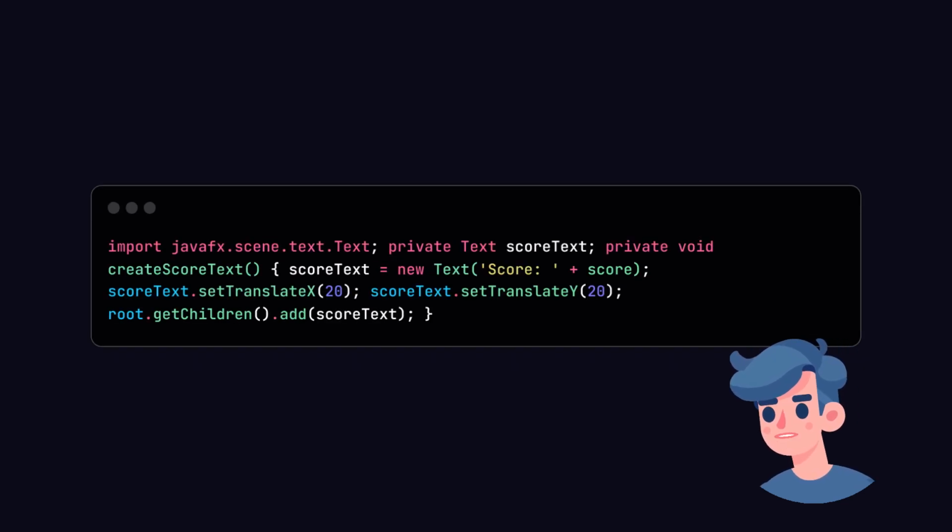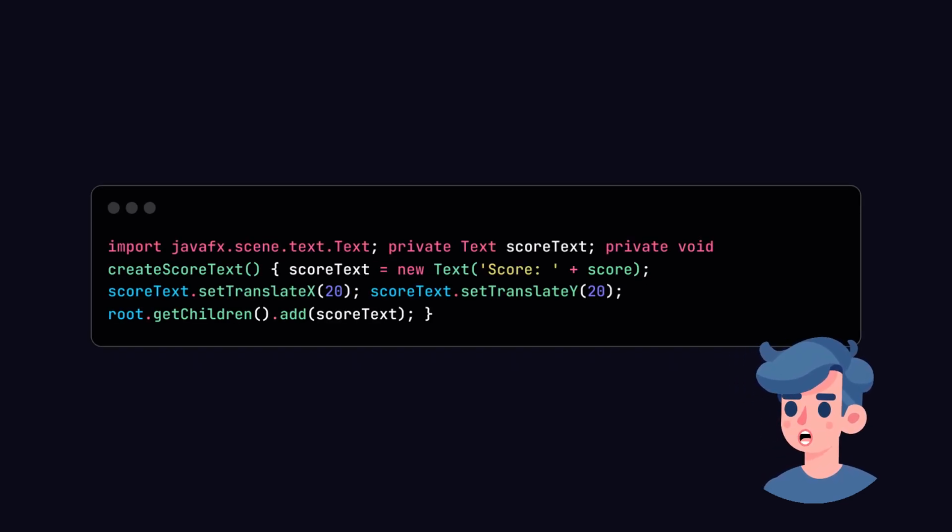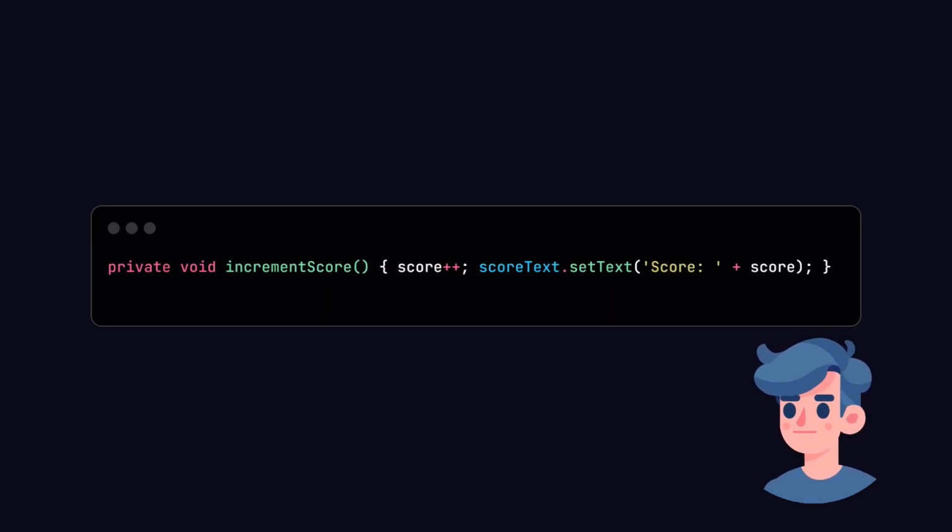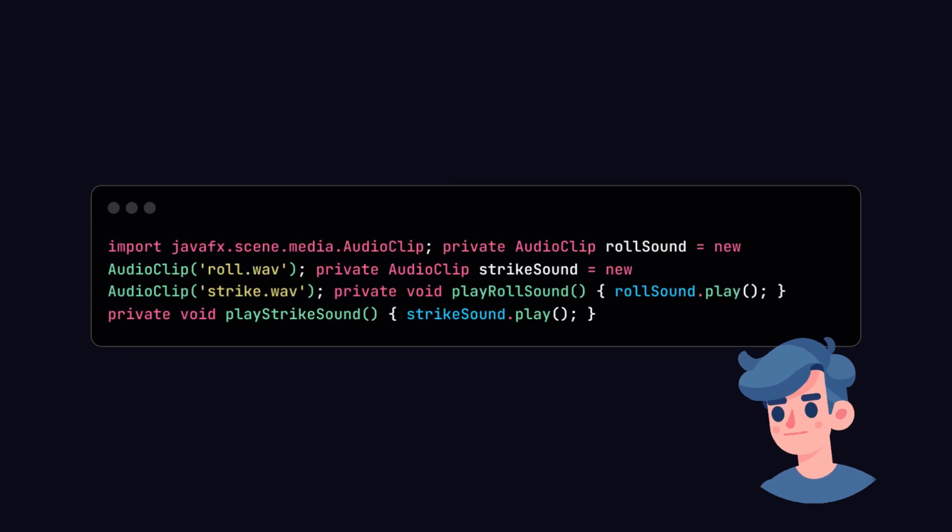Next, we will display the score on the screen. This will involve creating a text object for our score. We need to update the score text in response to pin collisions. Now for a bit of polish. Let's add sounds to enhance the gameplay experience when the ball is rolled and when the pins are struck down.